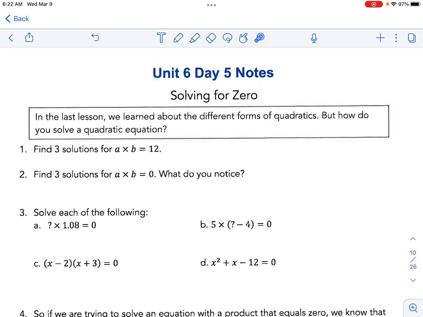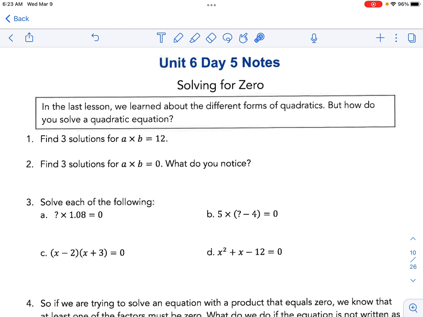Okay, so 6.5 notes is working with those factors. We've been working real hard on factoring quadratics, and now the next step is, well, what do we do with them? In order to address that question, we've got to talk about what we can do with factors of quadratics in terms of the fact that it's a product, right?